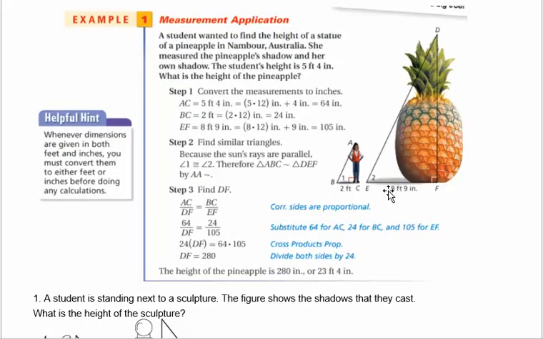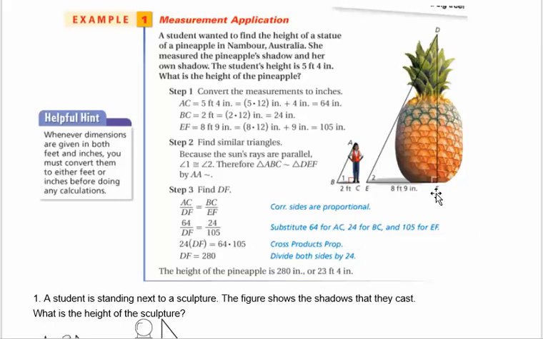So in this first example, we have a student and her shadow, and then there's this giant fake statue of a pineapple and its shadow. You can use indirect measurement because the sun's rays are parallel, so AB is parallel to DE, and then we have right angles. So we have corresponding angles and right angles, so we can use AA to know that we have two similar triangles here. Since we know these two triangles are similar, we can set up a proportion and solve this problem.